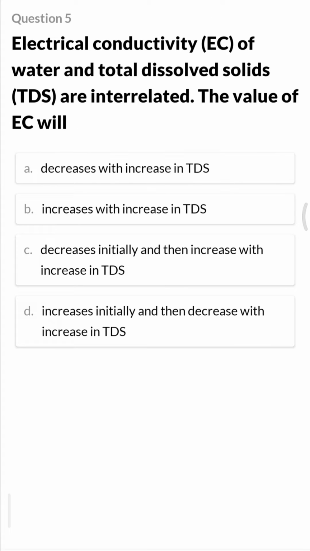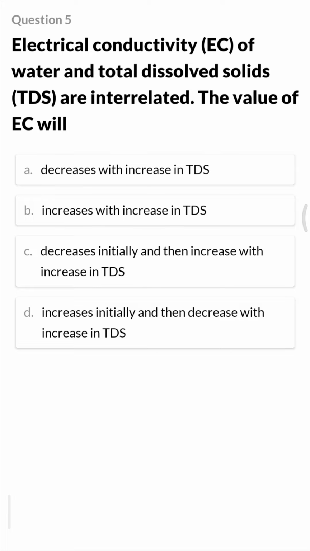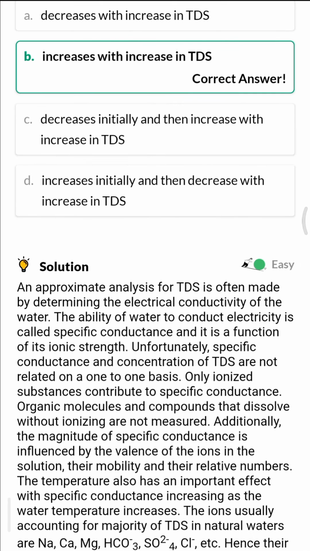Next question, electrical conductivity EC of the water and total dissolved solids TDS are interrelated. The value of EC will be: option A decreases with the increase in TDS, option B increases with increase in TDS, option C decreases initially and then increases with the increase in TDS, option D increases initially and then decreases with the increase in TDS. So everything is based on the increase in TDS. So the correct answer is option B, increasing with the increase in TDS.